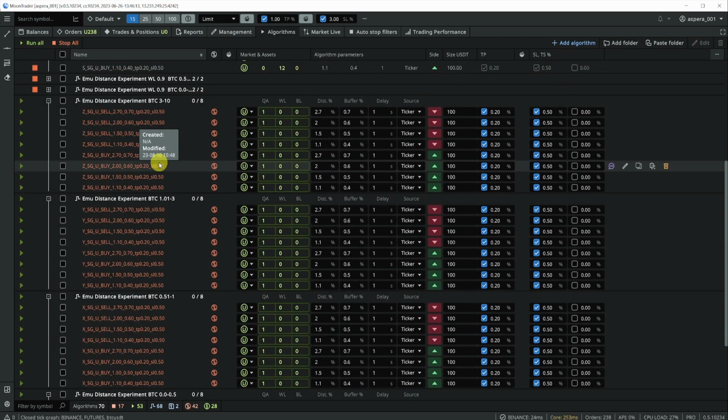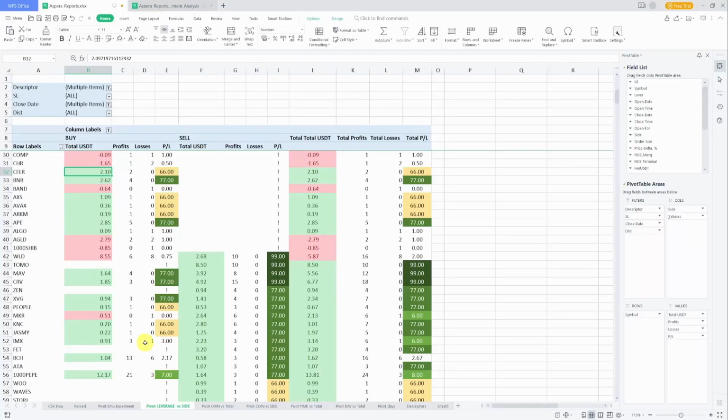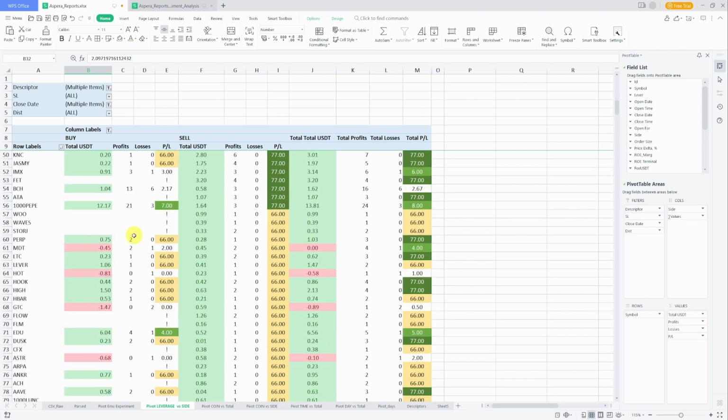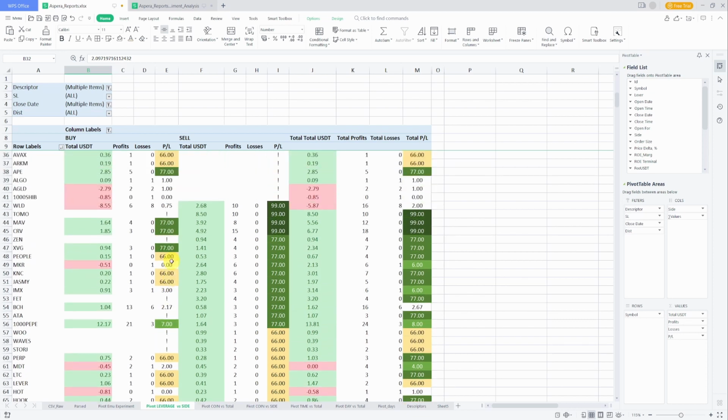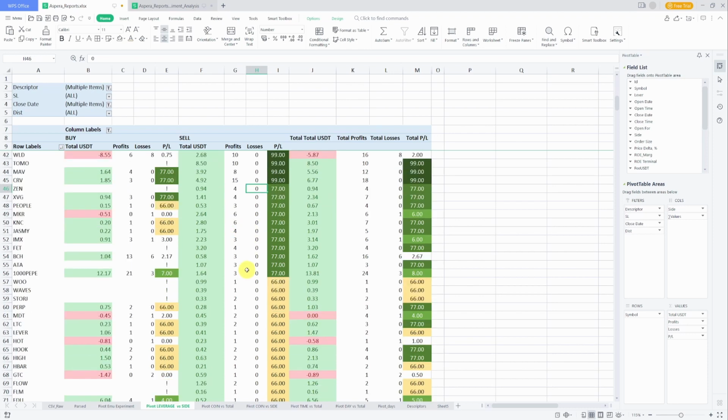Then, based on the 2 weeks worth of data, I put together this spreadsheet, this pivot table, and I picked the side, the pair, and the distance that provided the best profit to loss ratio. And I've explained why this, to me, is the best indicator with the type of data that I have. So I was looking for this type of stuff where we have 10 profits and 0 losses, 4 profits and 0 losses, and so forth.